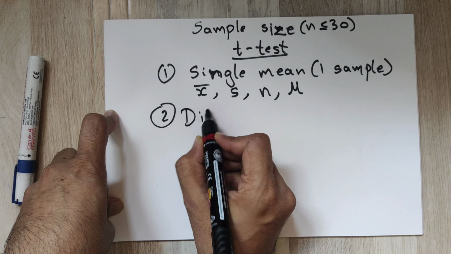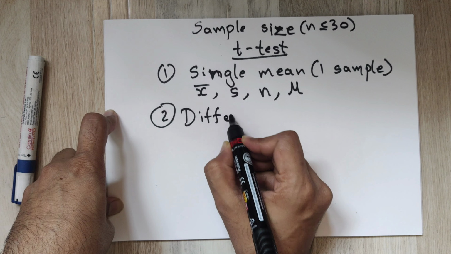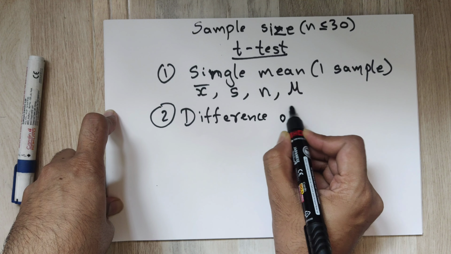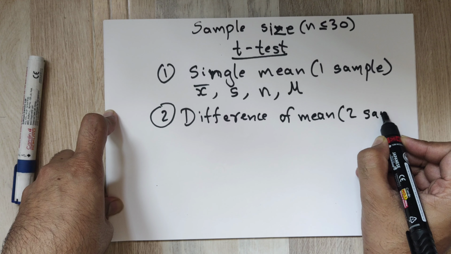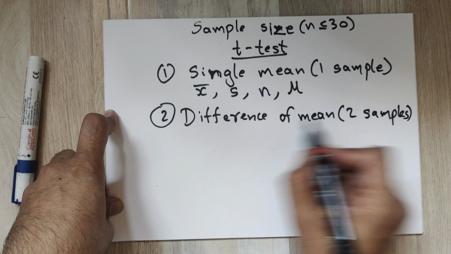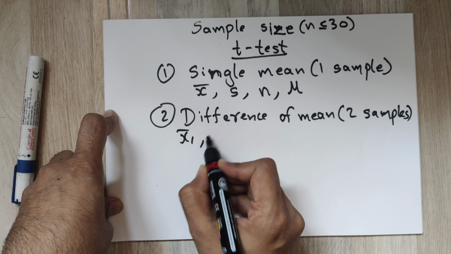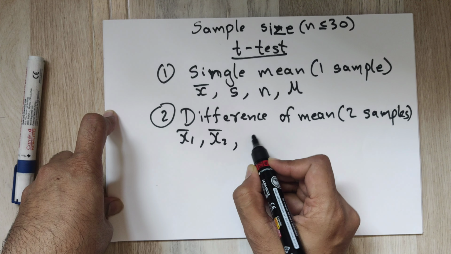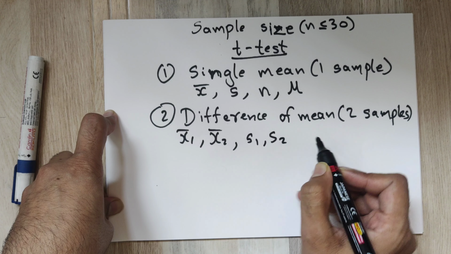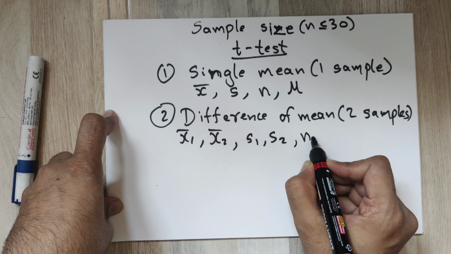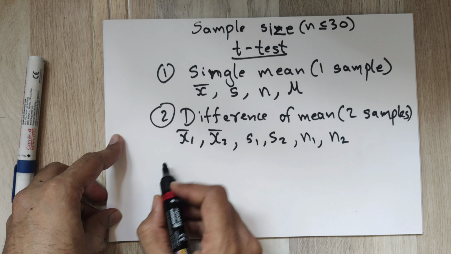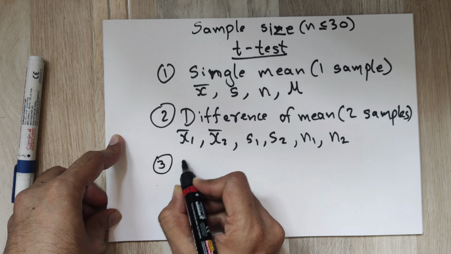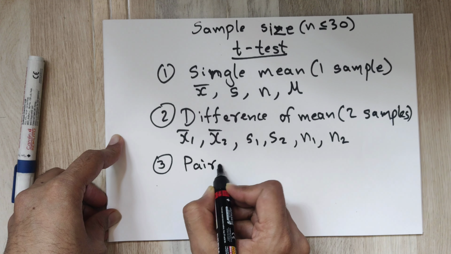Second is difference of mean. So in difference of mean, we'll have two samples given. So here we'll have x1 bar, x2 bar, sample means, s1, s2, sample standard deviation, n1 and n2, that is the sample size. Third is called pair t-test.